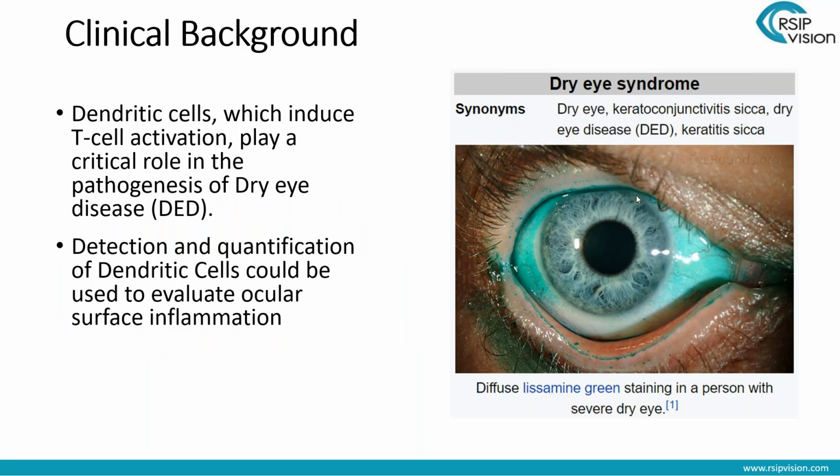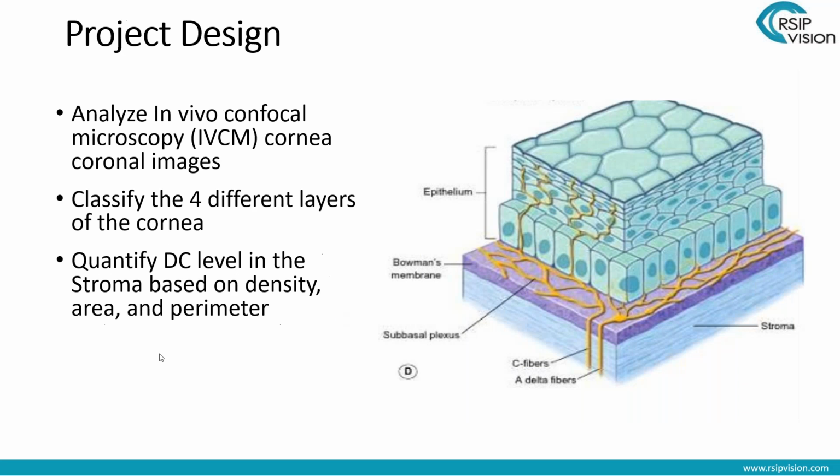So dry eye disease is a very common medical condition. And so in the image we see now, we see a common diagnostic method with this dye that tends to adhere to the dry areas of the cornea. However, what people are looking for is a more quantitative way to measure and quantify this condition. And one way is to use confocal microscopy to look at the layers of the cornea, and specifically to look at a specific layer and to look for dendritic cells, which are immune cells that play a critical role in the pathogenesis and are a very good biomarker to evaluate the inflammation on the surface of the cornea.